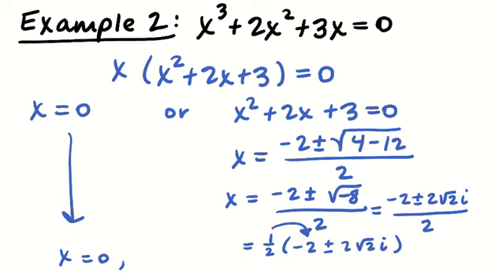So when I distribute this in, I'm going to get negative 1 plus or minus 1 square root of 2 multiplied by i.